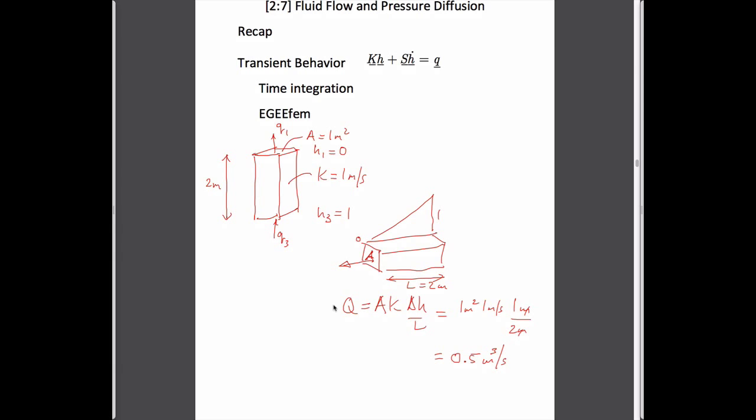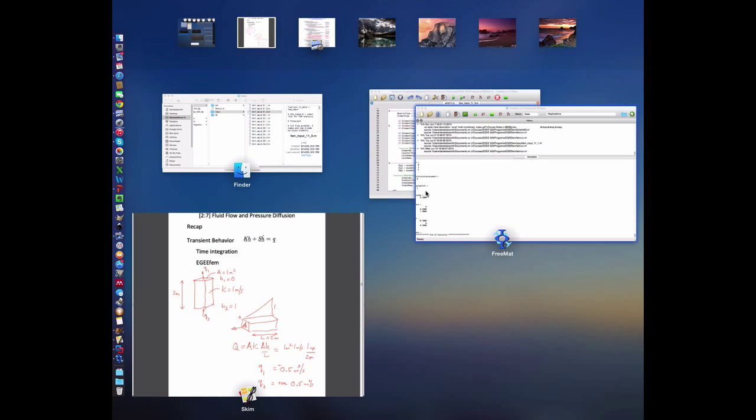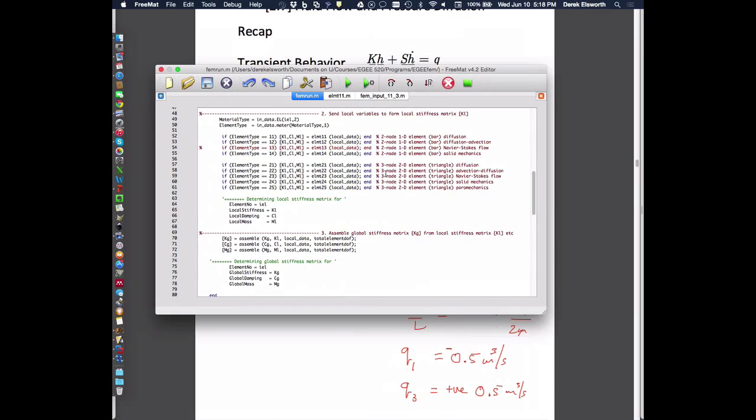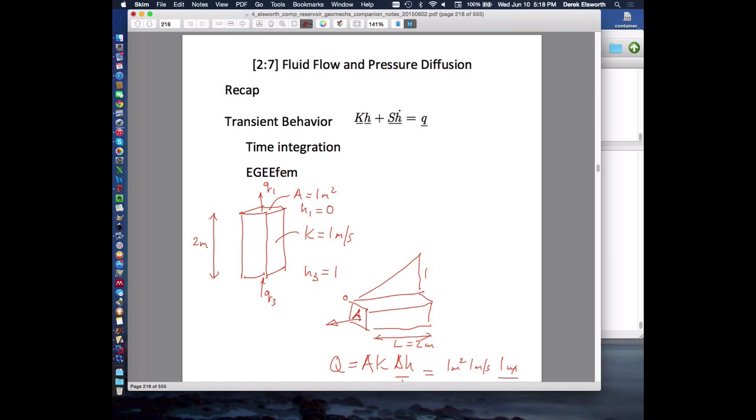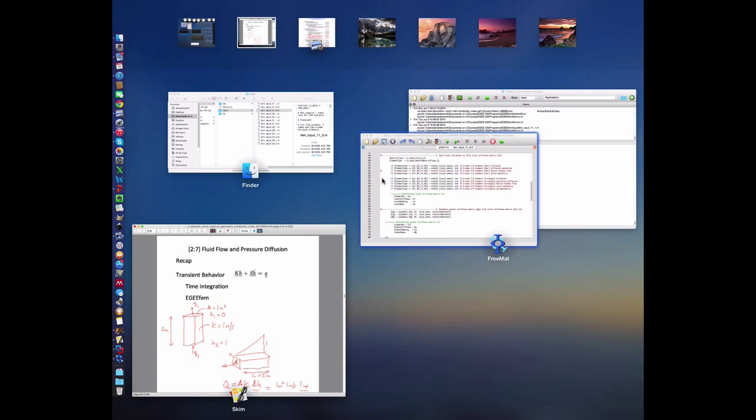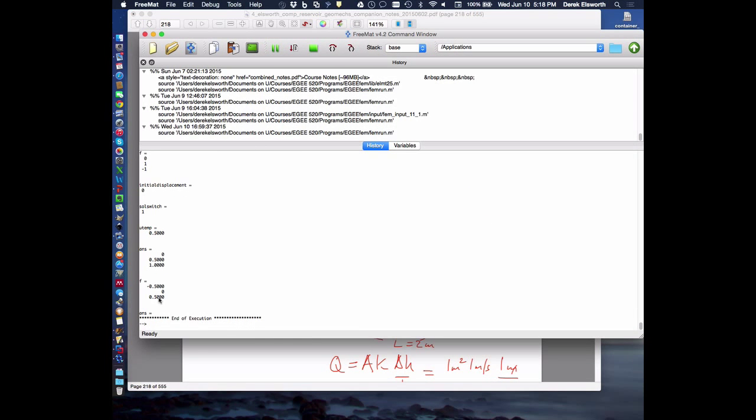And so the magnitude of the flow rate would be out. So I think this would mean that Q1 is negative and Q3 would be positive, 0.5 meters cubed a second. And so I think when we ran this, I saw just in the background that that indeed was the result. Let me get rid of this. This is the bottom of the result.